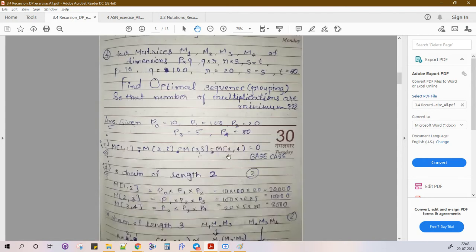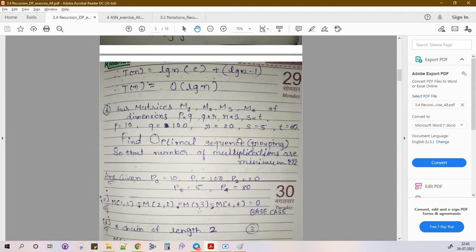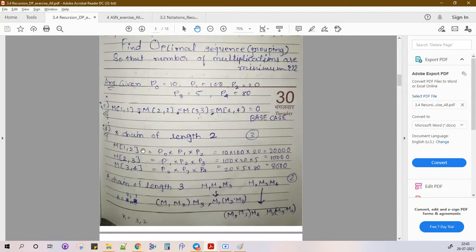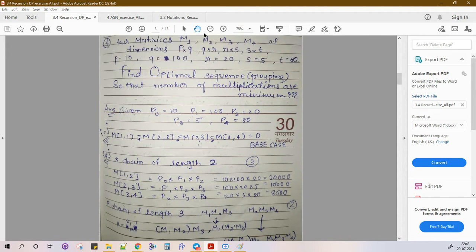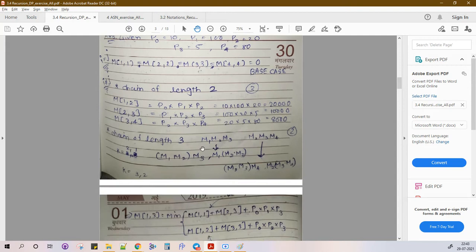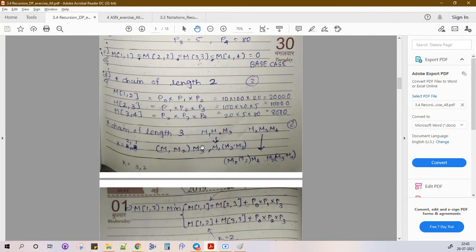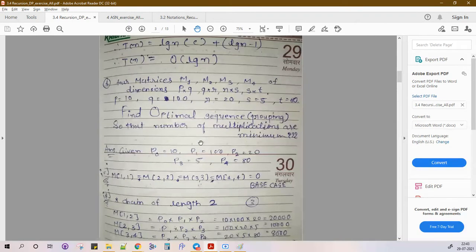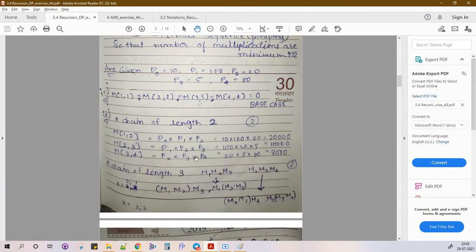Now, the SOP to solve this problem is we first take the chain of length 1. Then we take the chain of length 2. We will solve the cost of multiplying m1 m2, then m2 m3, m3 m4, because we will need that in the subproblems of the bigger problem. If I want to solve m1 m2 m3, then I need to know the cost of m1 m2 and m2 m3. That's why we solve it in the first place, right?